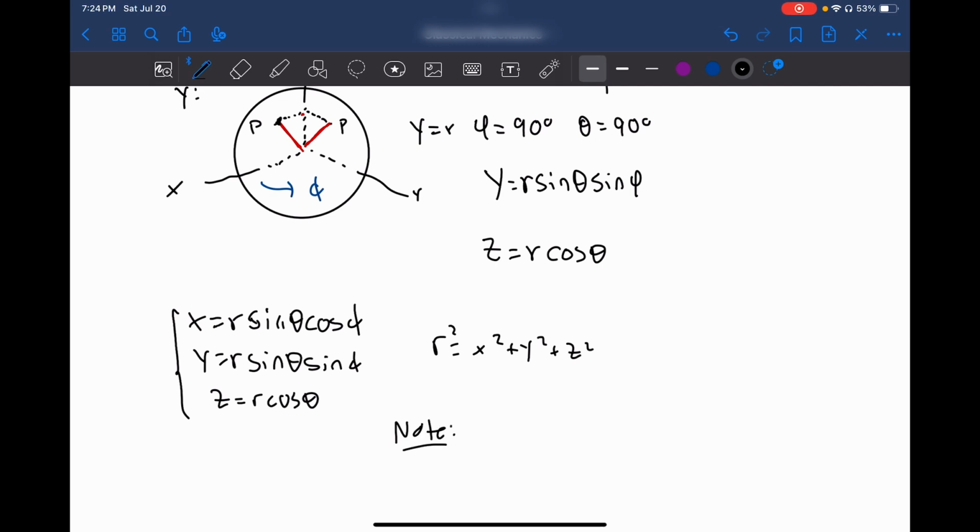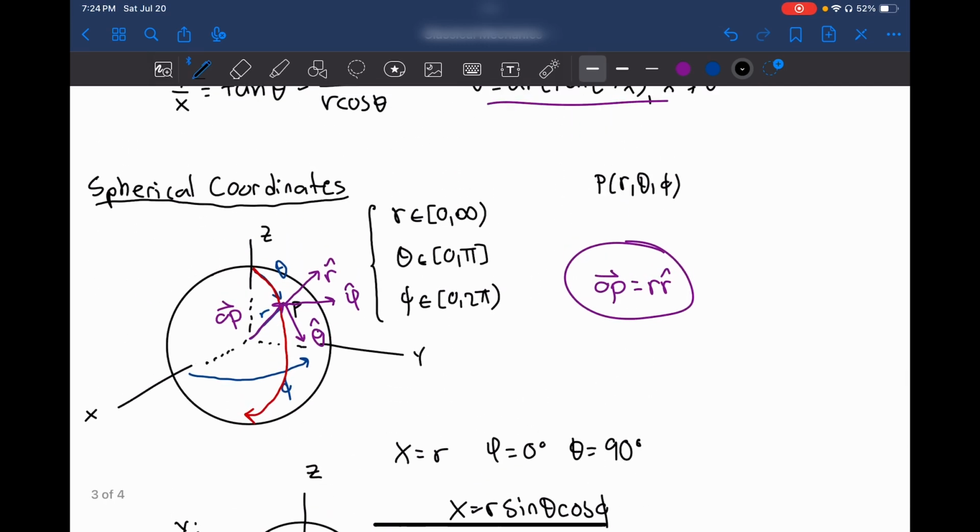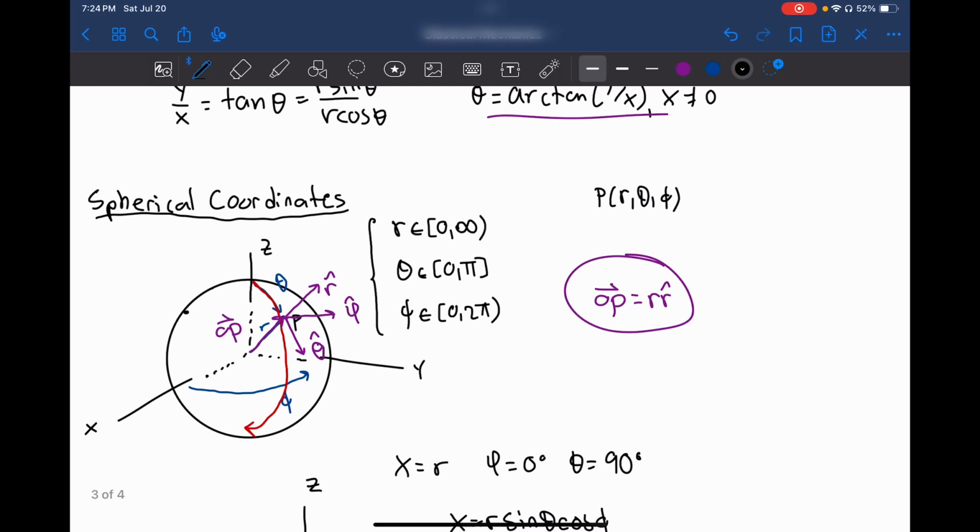Oh, one more thing before we end this video. Of course, just like with polar, the basis vectors in this reference frame are dependent on the location of p. Say p was over here, then r is going to point out this way. Theta hat is going to point this way, and then you can imagine phi hat coming out of the board thus. But their orientations change depending on where p is.